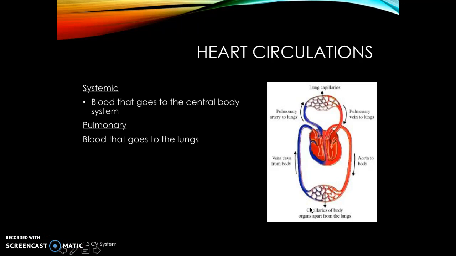The cardiovascular system involves the use of two circulations, the pulmonary and the systemic. Systemic circulation is the movement of blood from the heart through the body to provide oxygen and nutrients, and bringing deoxygenated blood back to the heart. The pulmonary circulation is the movement of blood from the heart to the lungs for oxygenation and then back to the heart again.